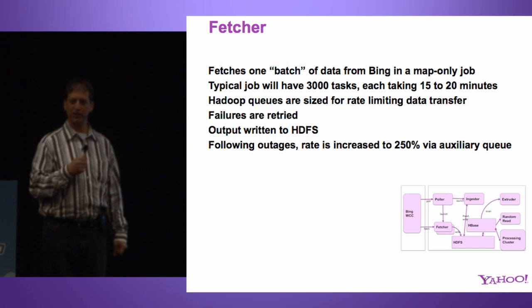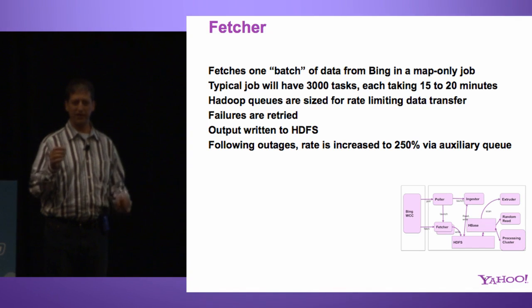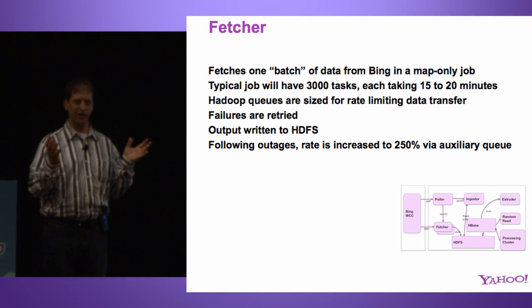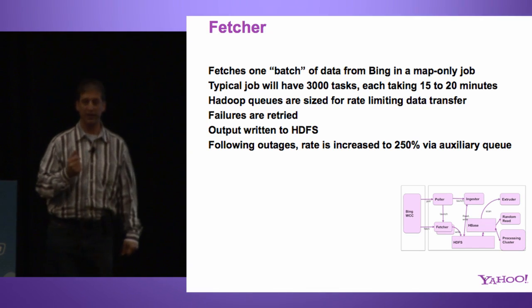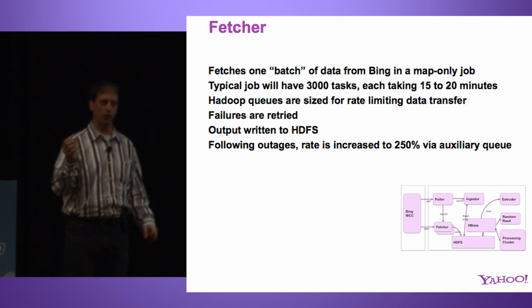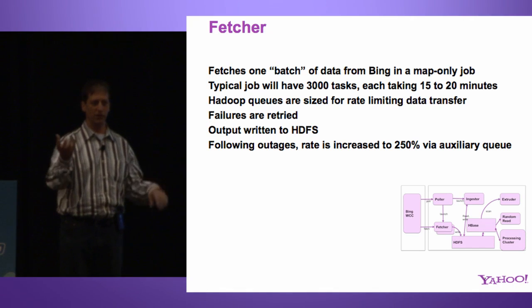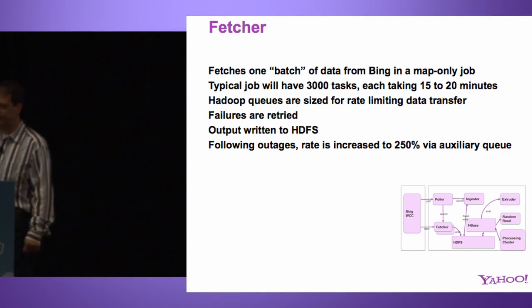In case of failures, we retry, and in case there is a network outage or other kind of outage, planned or unplanned maintenance, things like that, then we go into what we call catch-up mode. We have a backup queue where we launch additional tasks in order to fetch the data faster and get up to speed.